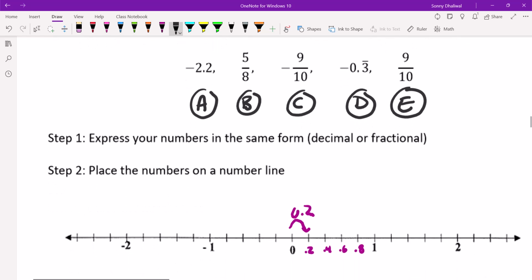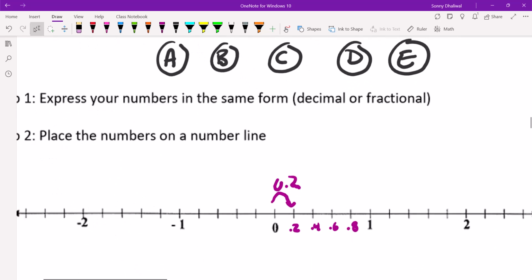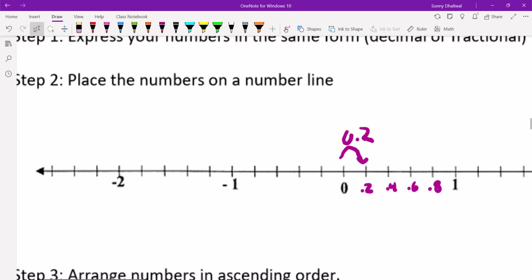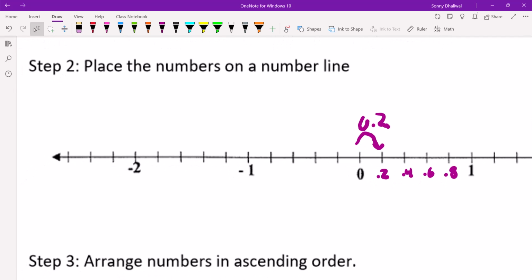We have that negative 2.2, so that's going to be somewhere around the 2. Do I go left of the 2? Do I go right of the 2? Left. Do I go one whole line? Yeah. Each line was worth 0.2. So A is going to sit right here. Okay.